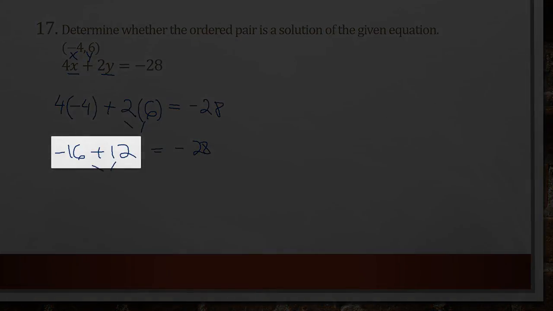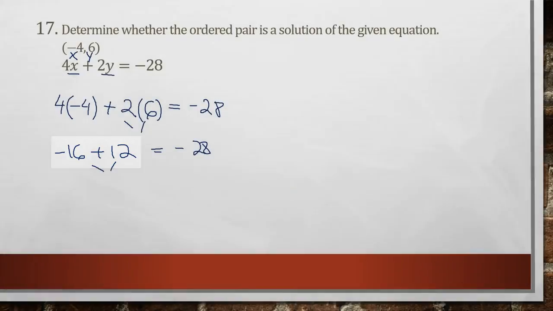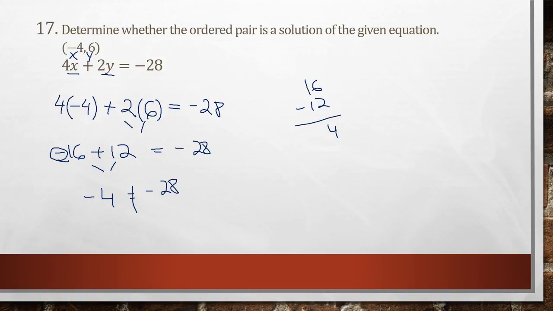Continuing on the left side, we have opposite signs, so always subtract, keep the sign of the larger number. Larger number 16, I know my answer is going to be negative. And 16 minus 12 leaves me with 6 minus 2 is 4, and 1 minus 1 is 0, so -4 equals -28. And that is not a true statement because -4 cannot equal -28, which means that this is no solution. So this point does not lay on top of the line.